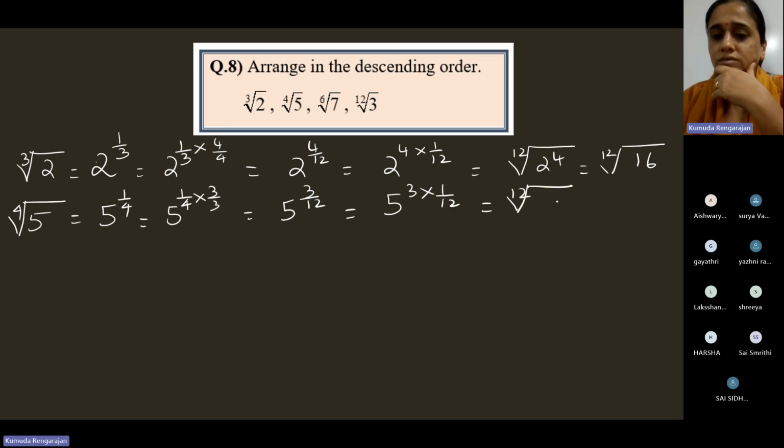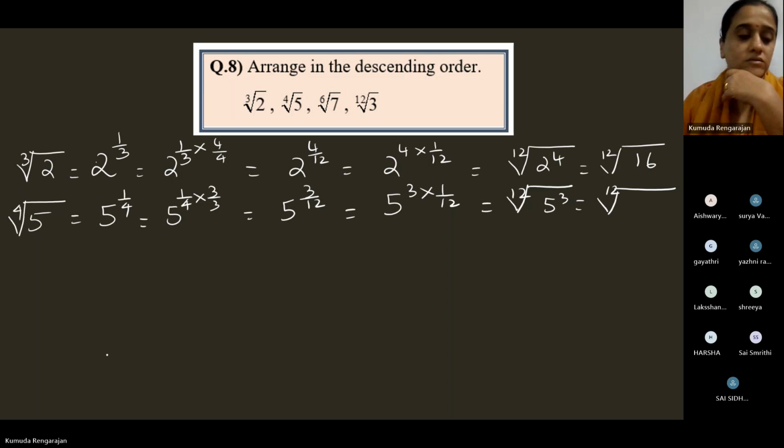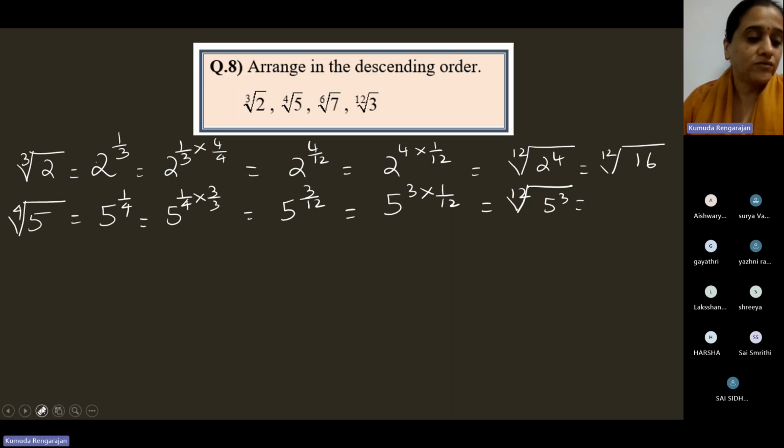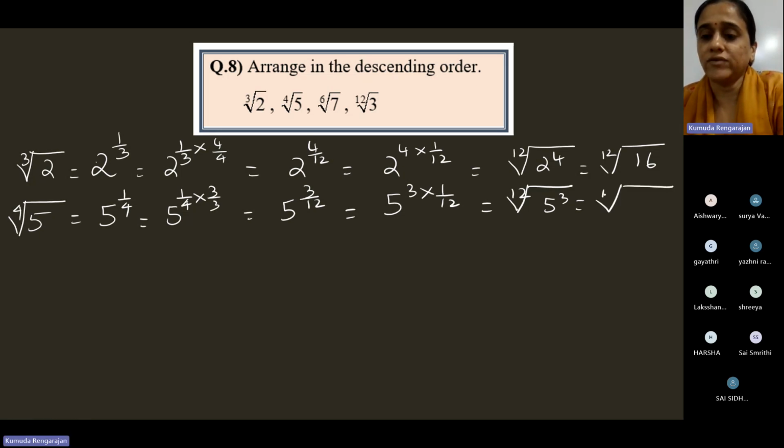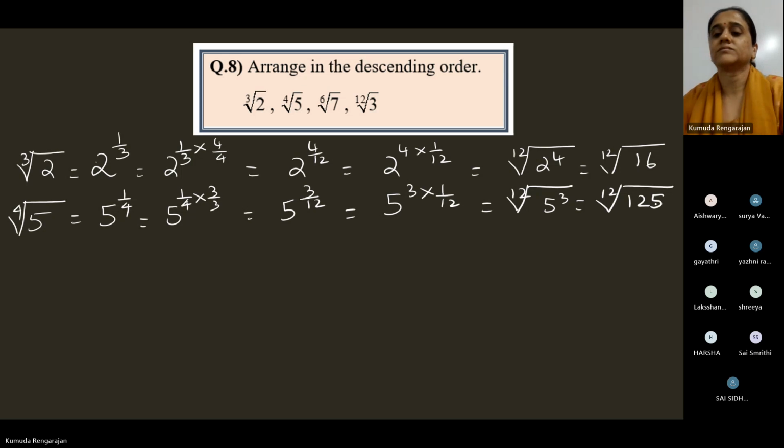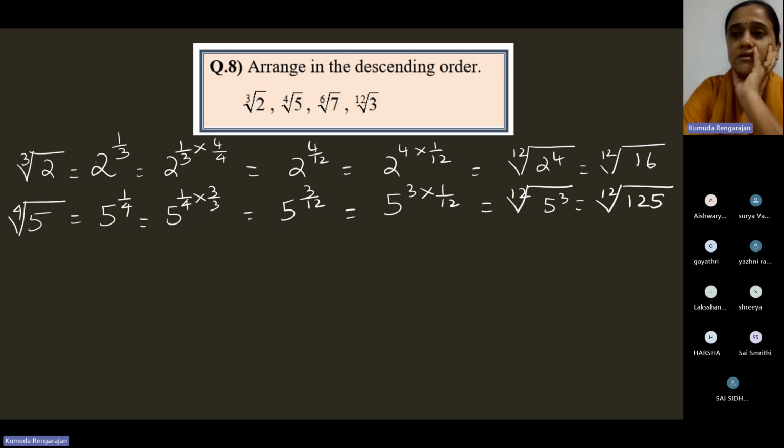12th root of, what is the 12th root of? No. 5 into 5 is 25. 25 into 5, 125. Yeah, work the others.